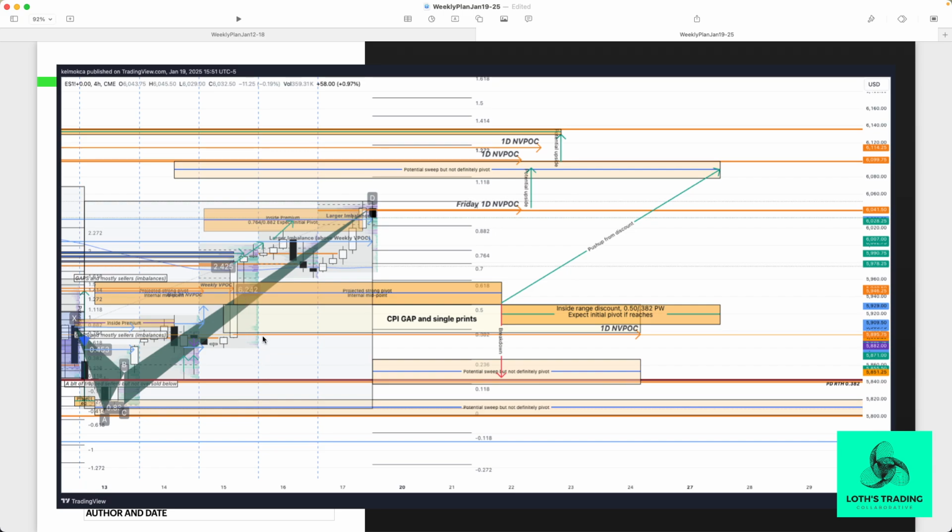It will take a while to break below that. So if the price comes down to this spot, it will lose momentum on the sell side, and we'll see this kind of reverse right back up.